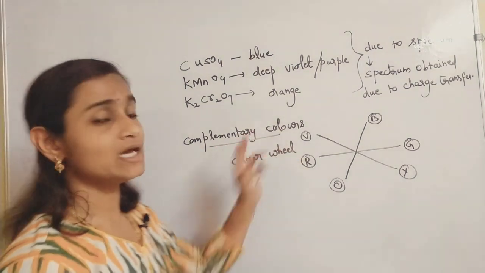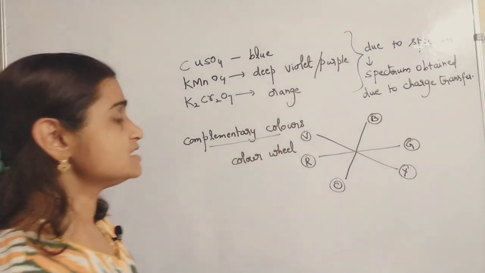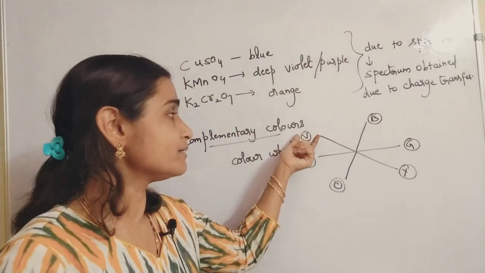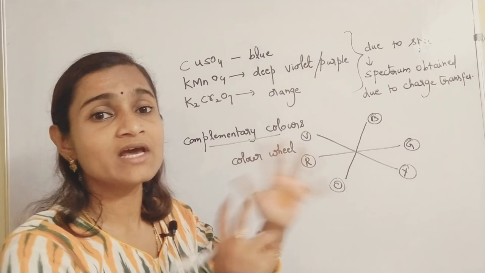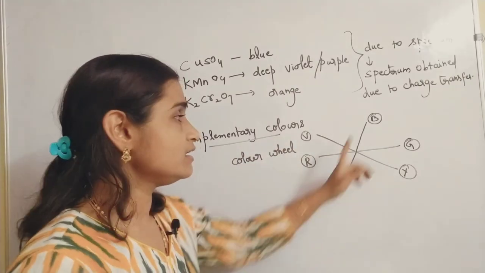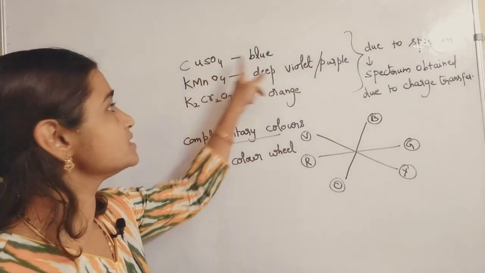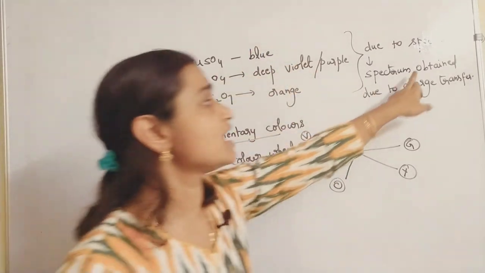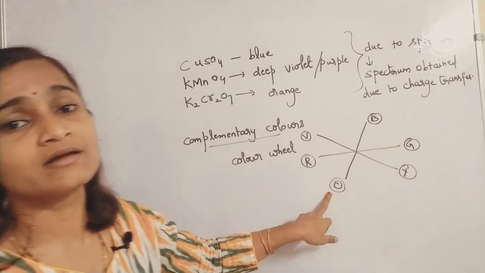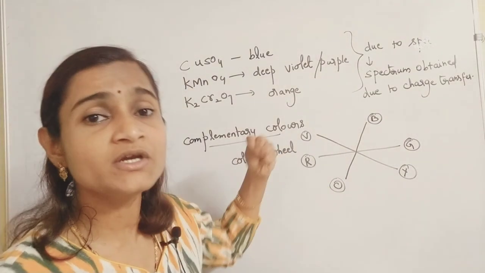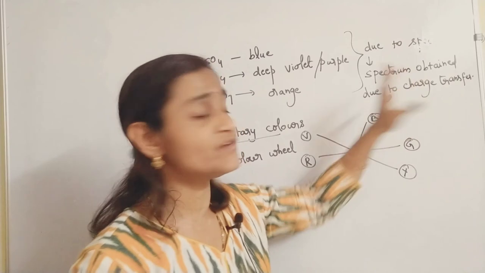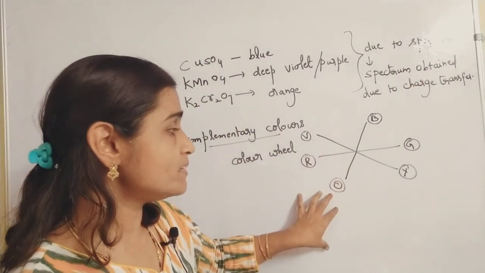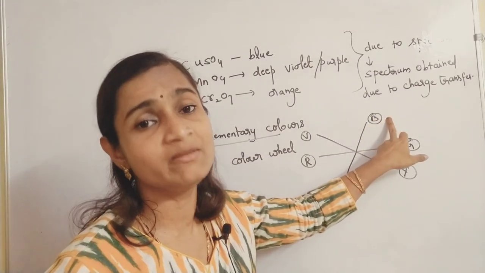Here I'm using the word complementary colors. If a substance is appearing yellow, it means the color absorbed is violet. Please understand carefully, they are complementary to each other. If the substance is appearing blue, like copper sulfate, that means the color absorbed due to charge transfer is orange. The color absorbed due to charge transfer of copper is orange. That's why if the absorbed color is orange, the salt color will be blue.